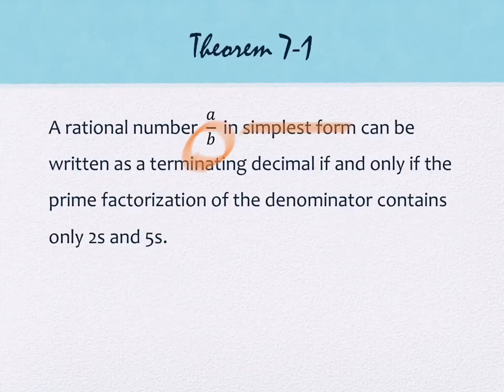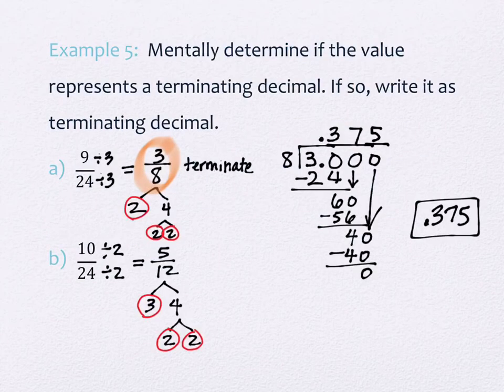So, according to theorem 7.1, does it terminate? No. Why not? Yeah, that 3 will not allow it to, right? So if I look at this one right here, this is going to tell me then that it does not terminate.